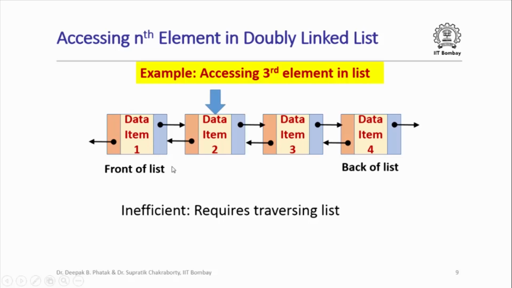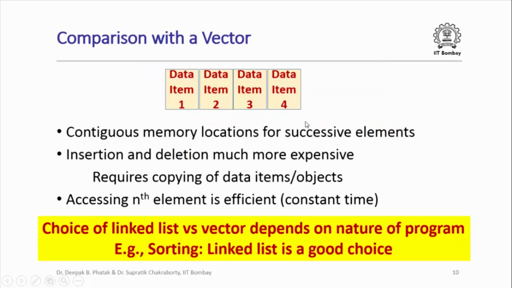Then I have to go from there to the second element using the forward links, and from there to the third element using forward link again, and only then would I be able to access the third element in the list. Now, if you compare a list with a vector, which we have already studied, you will note that a vector also stores a sequence of data items or objects.